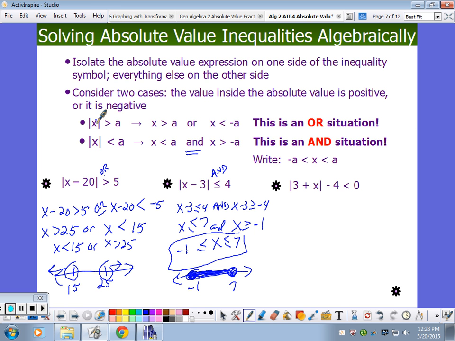Okay. If you have a greater than when you start, that's going to be an or. If you have a less than, it's going to be an and. And that's when you get to the point where it's absolute value and then something else.